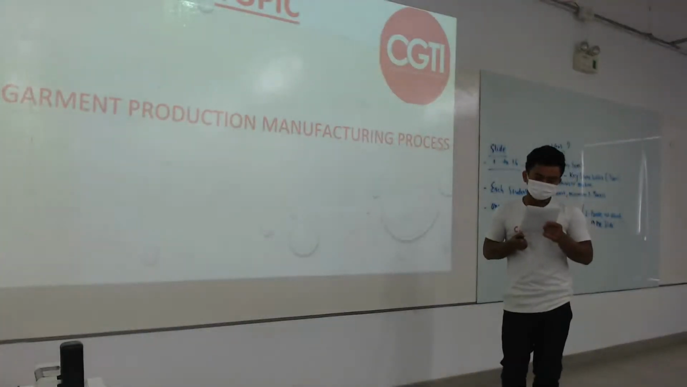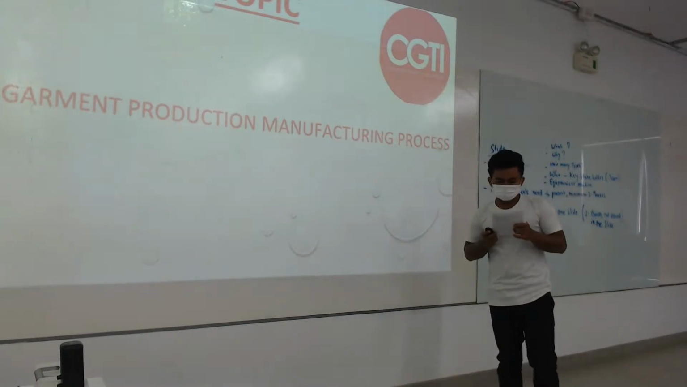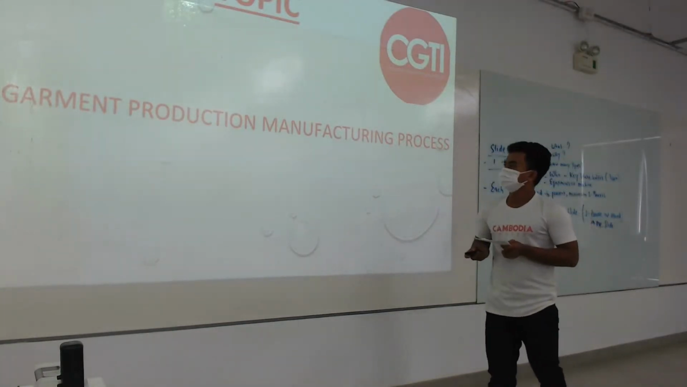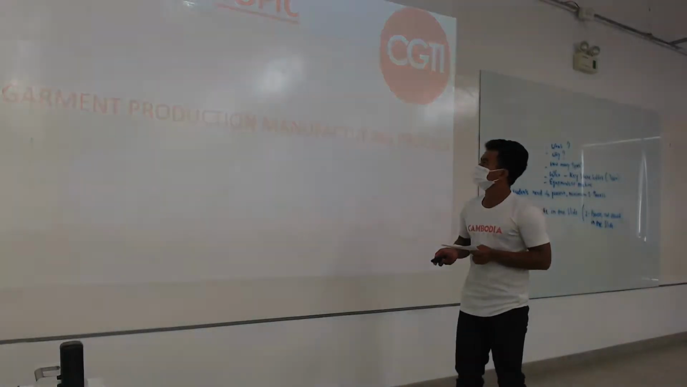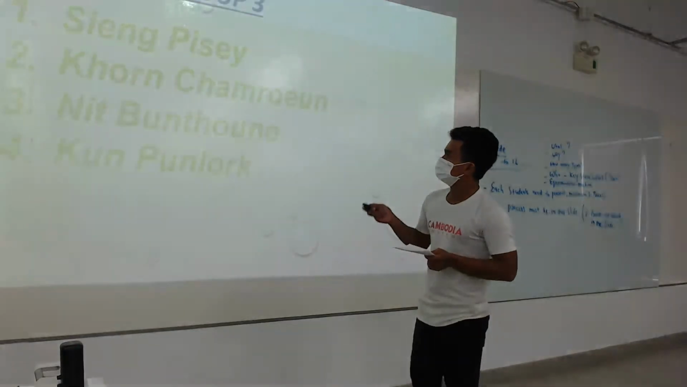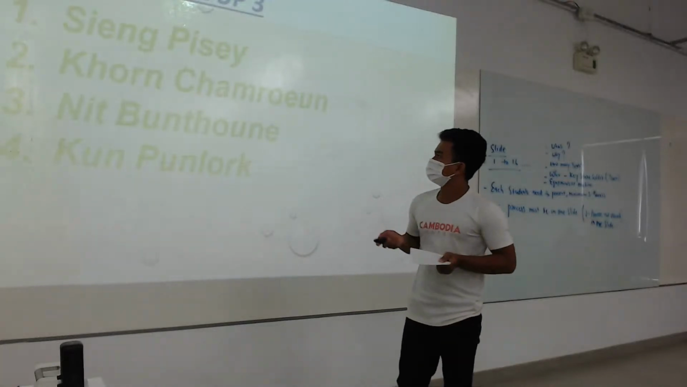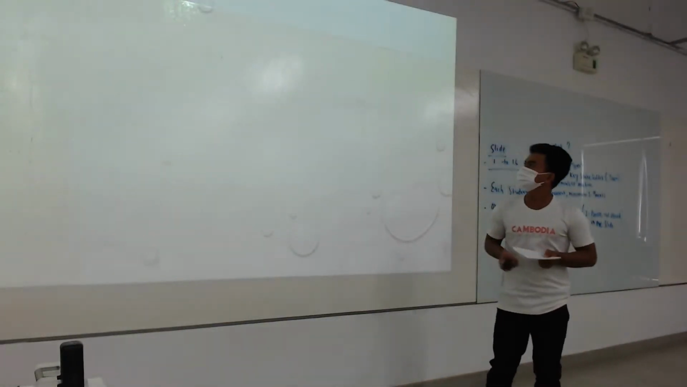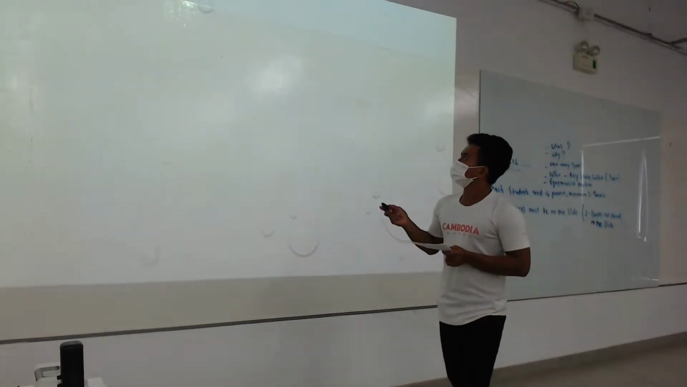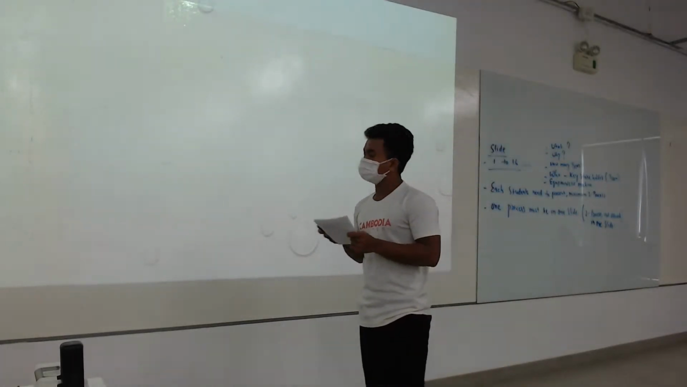And today my group has a presentation: the garment production manufacturing process. The members in my group are Sim Pisai, Kon Chamran, Nadbunfun and Kun Law. The manufacturing process has 12 steps.